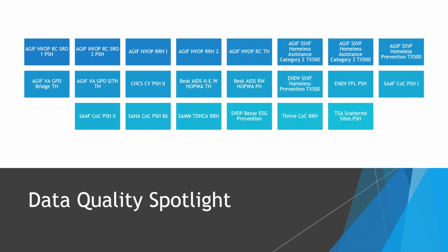Last but not least, we have our data quality spotlight, as always. So this month, once again, for the second month in a row, we have all of our AGIF projects with 0 data corrections, which is phenomenal. Way to go, AGIF. We know you work really hard on your data quality, and we really, really appreciate it. So we just want to give you some kudos for all of that hard work on your data quality.